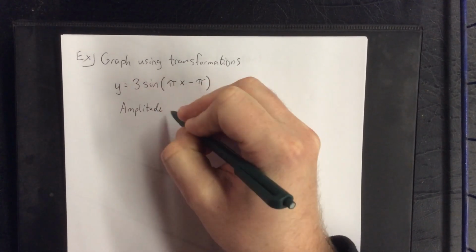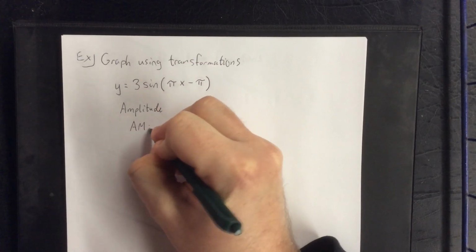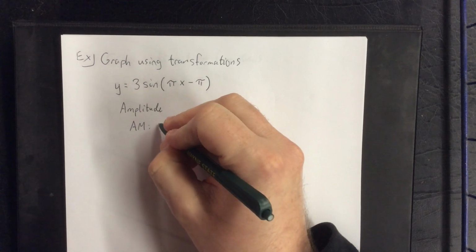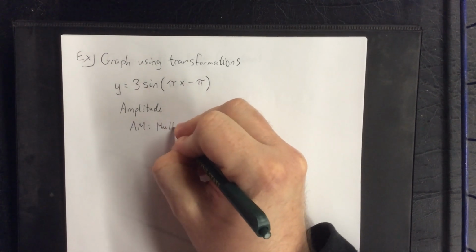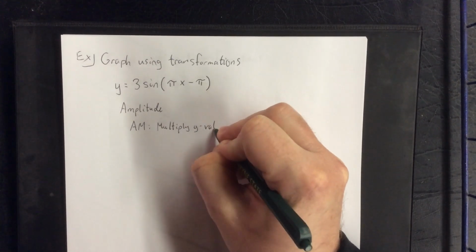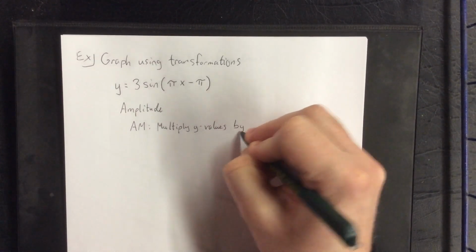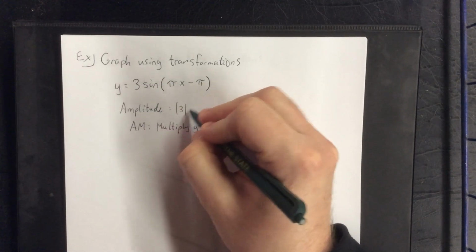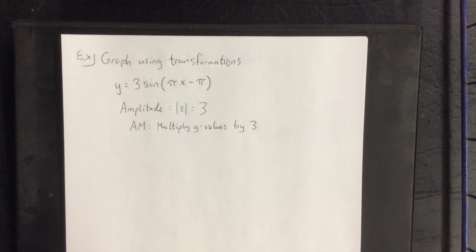as well as the amplitude modulation. Amplitude modulation is determined by the coefficient that we see in front. That'll be multiply the y values by 3. As such, the amplitude is going to wind up being the absolute value of 3, which in this case would simply be 3.